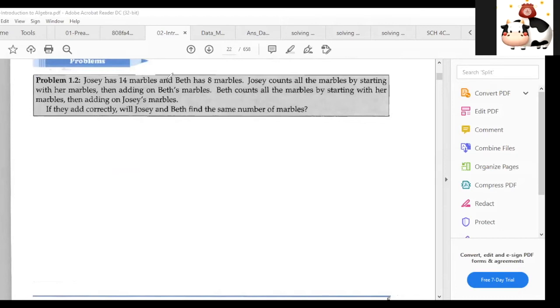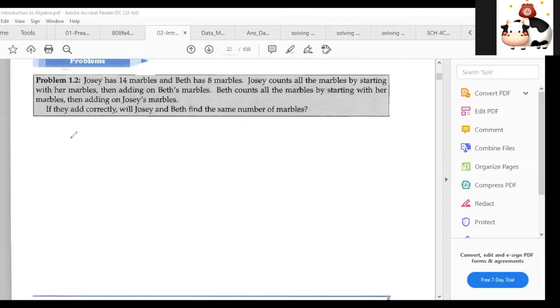Josie has 14 marbles and Beth has 8 marbles. Josie counts all the marbles by starting with hers and then adding Beth's. Beth counts all the marbles by starting with hers and then adding Josie's. If they add correctly, will Josie and Beth find the same number of marbles? Very good.